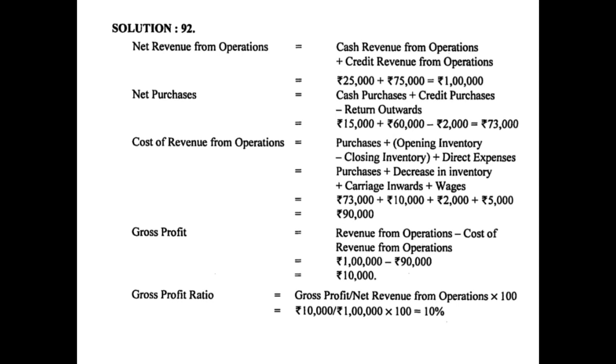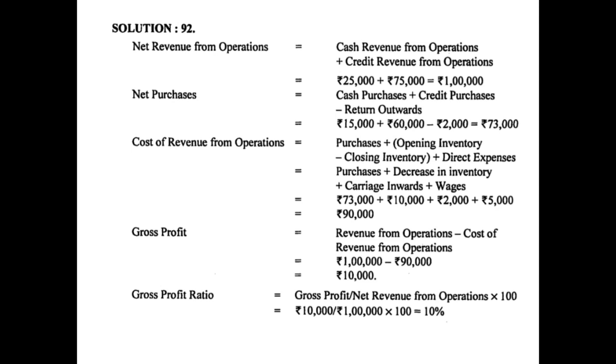First of all, we have calculated the net revenue from operations as we have already discussed. Cash revenue plus credit revenue, that means 25,000 plus 75,000, that means 1 lakh is your net revenue from operation. Then net purchases: cash purchases plus credit purchases minus return outwards or purchase return. That is 15,000 plus 60,000 minus 2,000, that comes to 73,000.